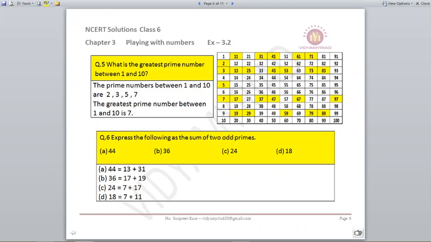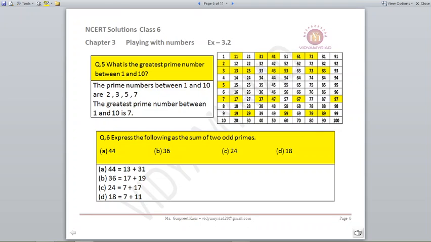Next, express the following as the sum of two odd primes. We need to find two numbers such that when we add them together, we get the respective answer. Like we have 44 as my number. Now here 44 I need to make up by joining two numbers. So what will I do? I will just look into the first four columns from 1 to 40 only, because after that I don't need. I need a sum of 44 and I need to pick only prime numbers.